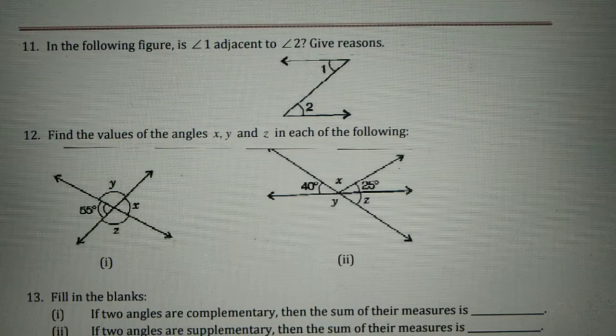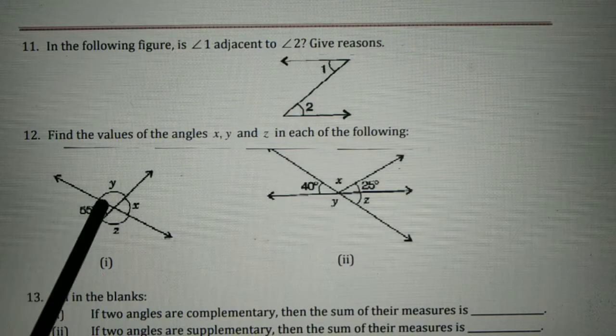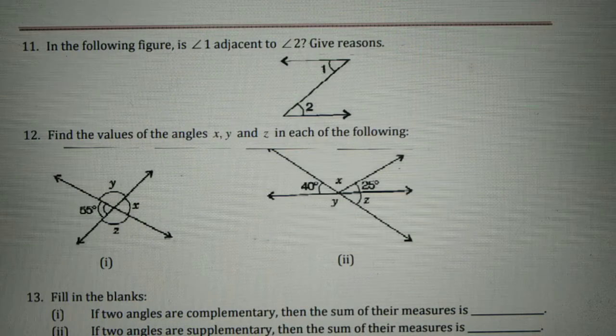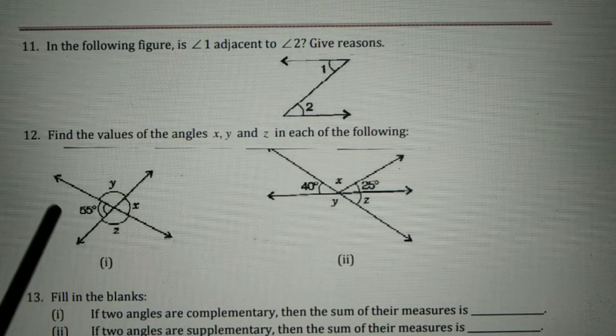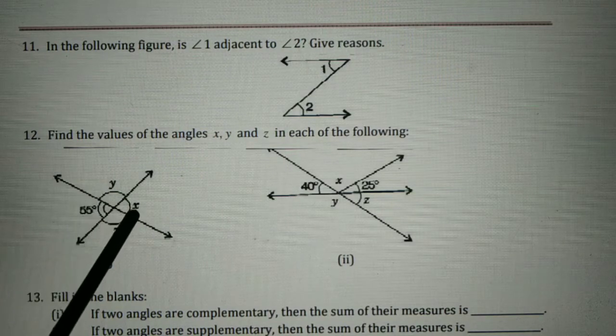Now the next question of this exercise, question number 12: find the value of the angles X, Y, Z in each of the following. What happened here? First of all, see this figure in which two lines intersect with each other. Now we have to find out the unknown angles. Now see, this angle we know is 55 degrees, Y we don't know, X is an unknown variable, Z is also an unknown variable.